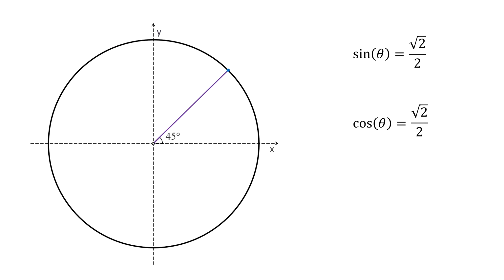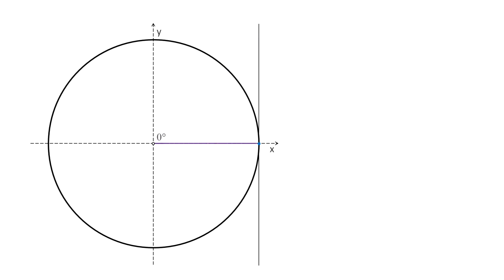Now add the tangent. Draw a line tangent to the circle at the point 1, 0. Extend the angle line until it intersects this tangent line. The y-coordinate of this intersection gives the value of the tangent. Set the angle to 0 degrees. Here, sine is 0, cosine is 1, and tangent is 0.